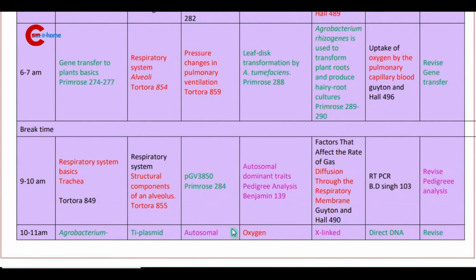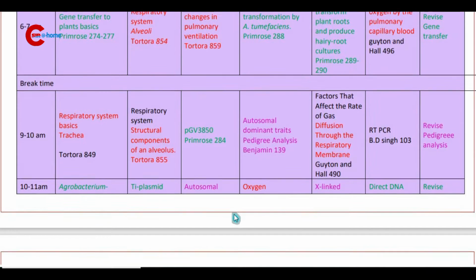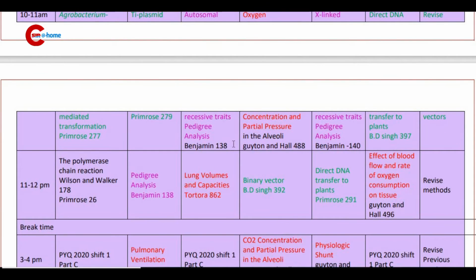Then 9 to 10 a.m.: Primrose. This one is a vector. Okay, just study this one, structure of this vector. Then 10 to 11 a.m.: study autosomal recessive traits, pedigree analysis. Just work on these things.